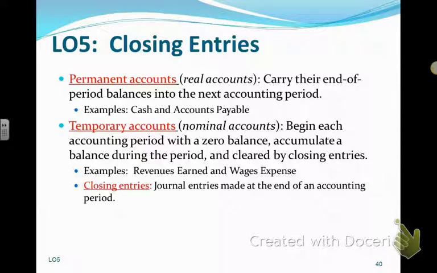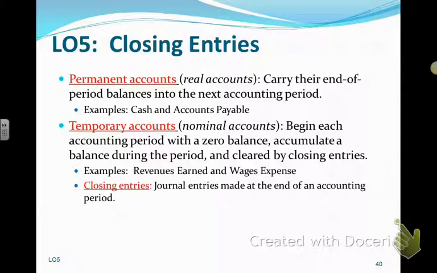Okay? Temporary accounts, nominal accounts, are accounts that we zero out at the end of the fiscal period and roll their balances into our retained earnings, basically, for our business. So our revenues minus our expenses, we get a net profit. We roll the net profit into our retained earnings. And we close all of the temporary accounts at the end of the year.